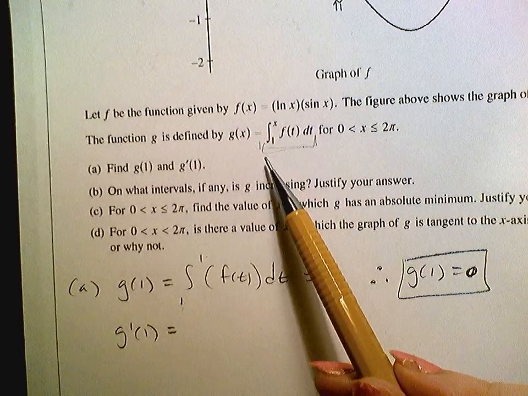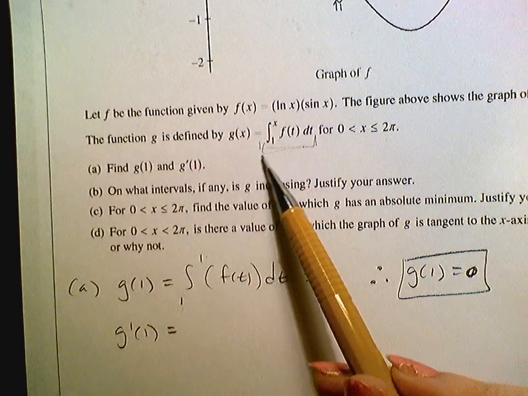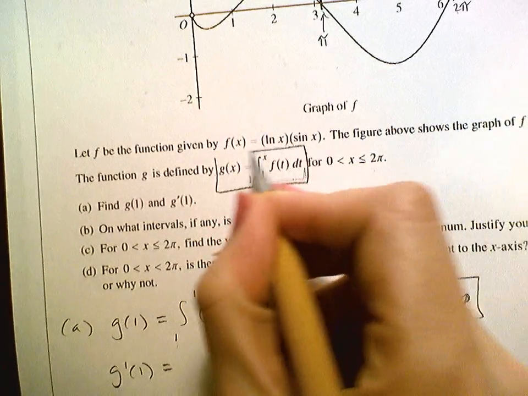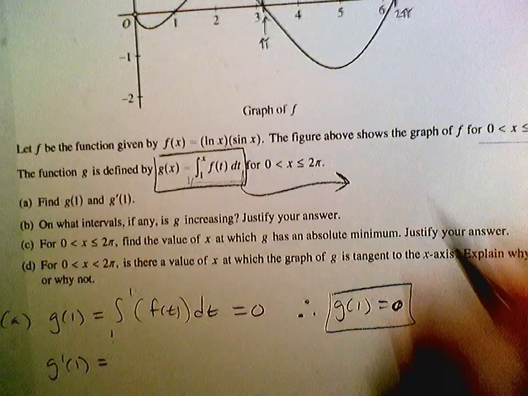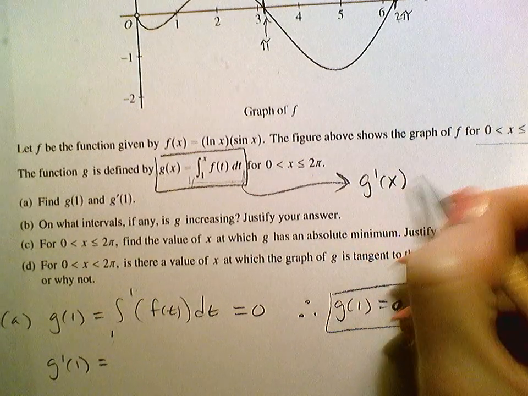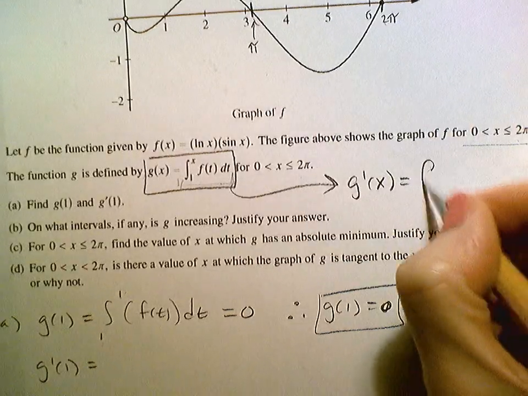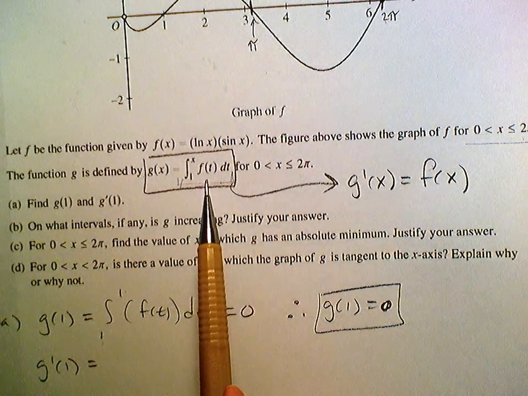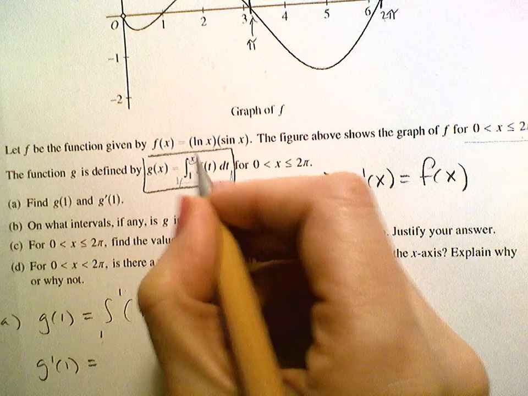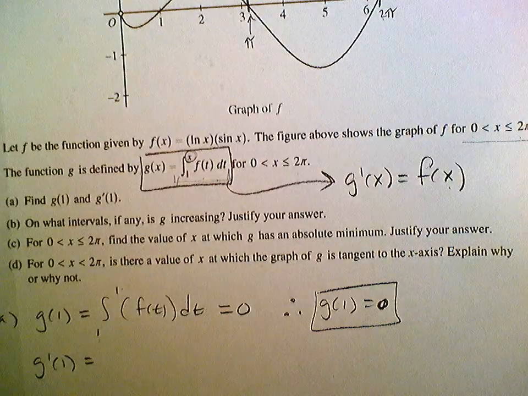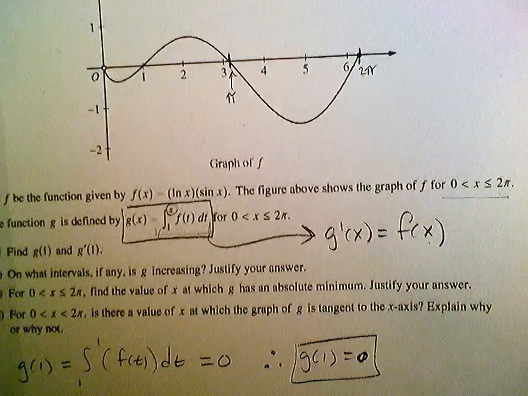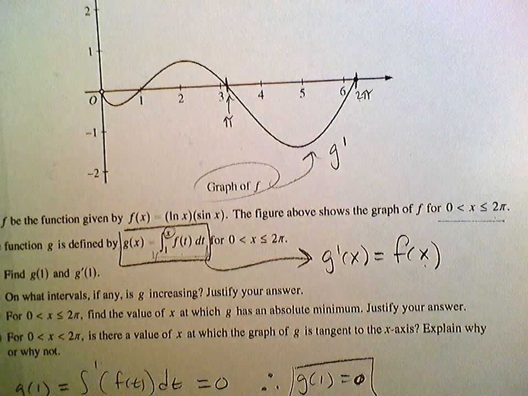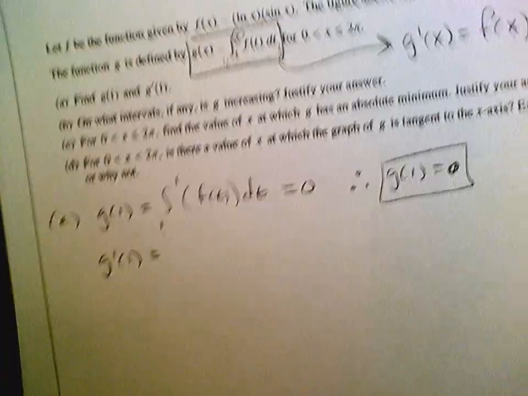All right, so let me go like this. So this is how you take the derivative of a function like this. The derivative is the input of the integral, but with this upper limit variable put in there. So g prime of x is equal to f of x. So really, guys, when they told us that this was the graph of f, that's also the graph of g prime. So we're looking at a derivative graph there.